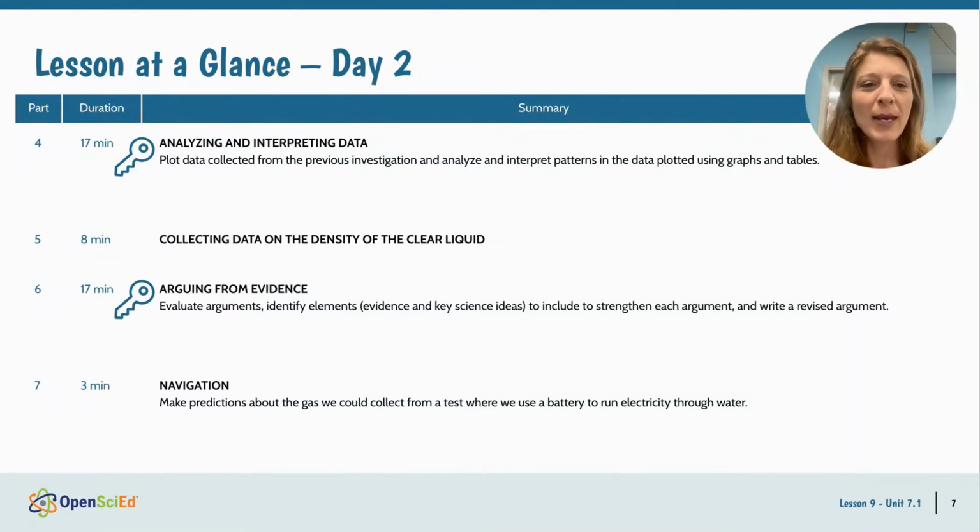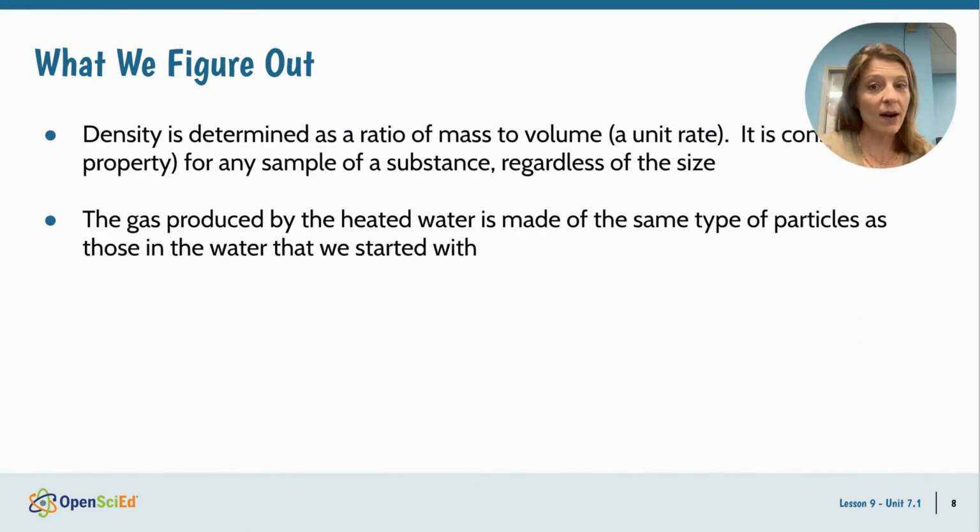On day 2, we begin by analyzing and interpreting the data we collected. We determine the density of the clear liquid, and we end the day by evaluating and revising 2 student arguments. We figure out a lot. We figure out that the density is determined as a ratio of mass to volume, which is considered a unit rate. And we know that's constant, or is a property, for any substance. We also figure out that the gas produced by the heated water is made of the same type of particles as those in the water that we started with.